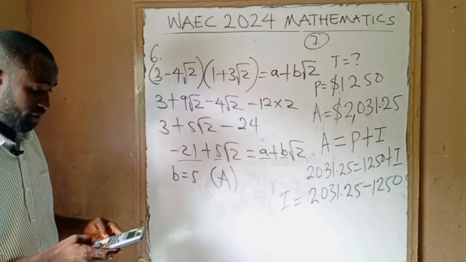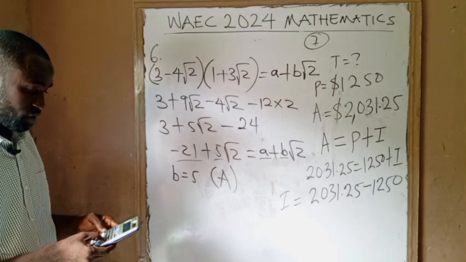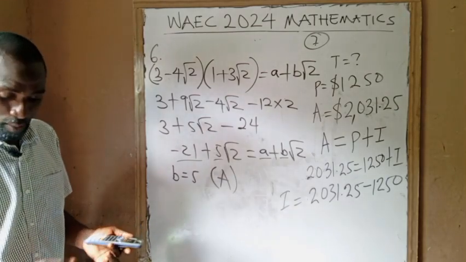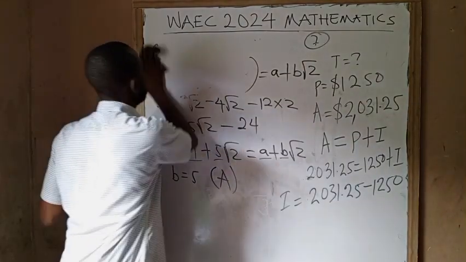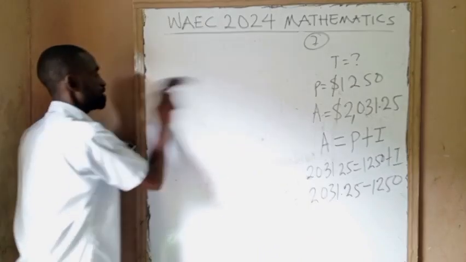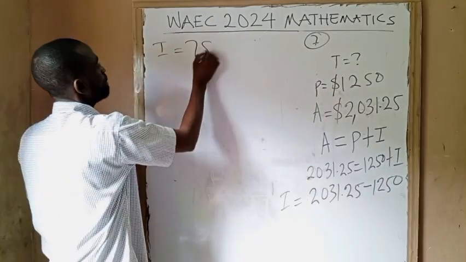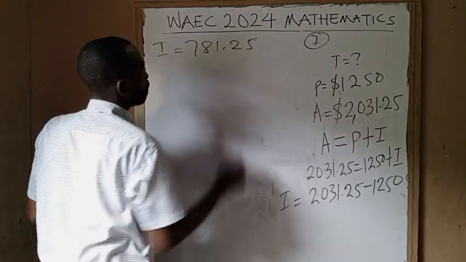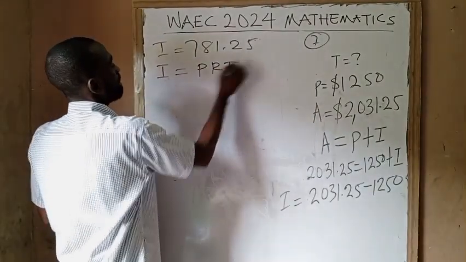2031.25 minus 1250 will give us 781.25 for the interest. So we have our interest equals 781.25. But don't forget that interest is equal to what now? Principal times rate times time over 100.